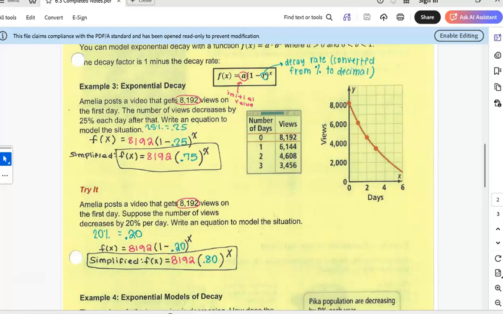So whether it's growth, whether it's decay, A is always your starting value, R is your growth or decay rate, and then X is how long it's been since the initial. And sorry, one more thing, you don't always have to simplify, but you certainly can. It'll make it easier when you go to solve.